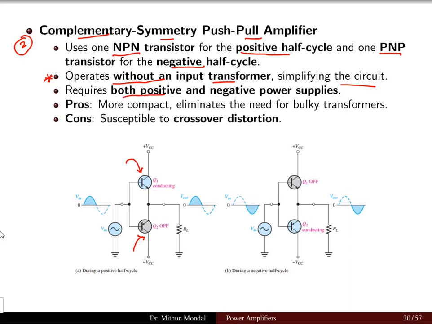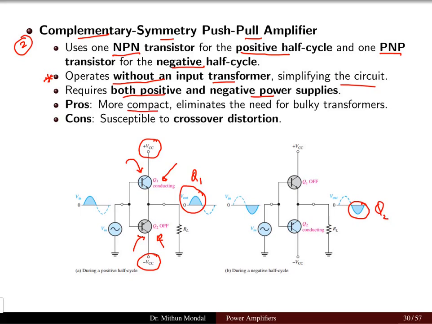It requires both positive and negative power supply. We can see here that the supply we give is plus VCC and minus VCC, so both positive and negative supply have to be there. Transistor Q1 conducts for the positive cycle and Q2 conducts for the negative cycle. So we get one half of the output from Q1 and the other half from Q2 conduction.